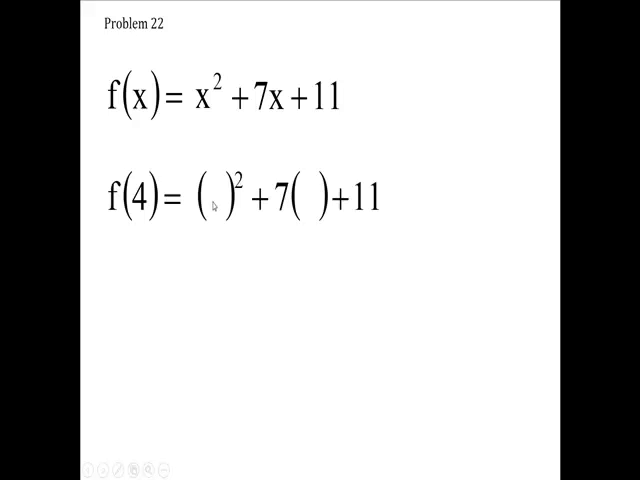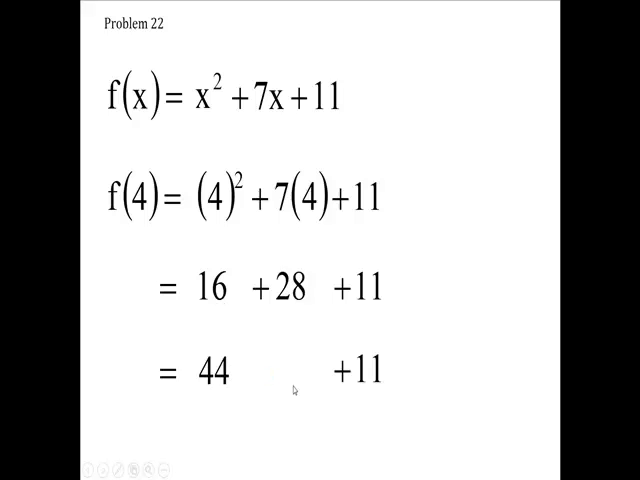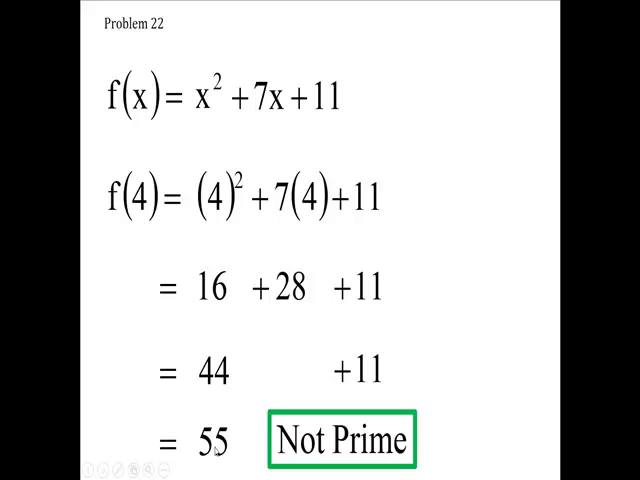So plug in the 4 there and there. We're going to get 16. 4 squared is 16. 7 times 4 is 28. Plus 11. Okay. 16 and 28 is 44. Plus 11 is 55. Now 55 is not prime. So this is our answer. 4 is the counterexample. It gives us a number that's not prime.